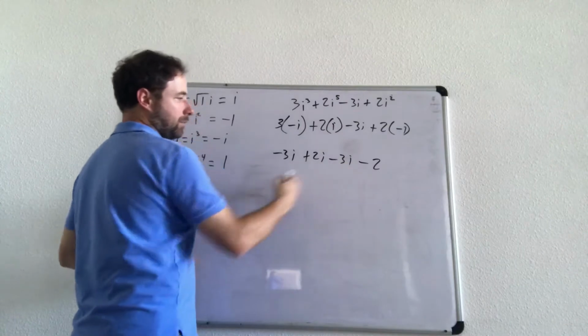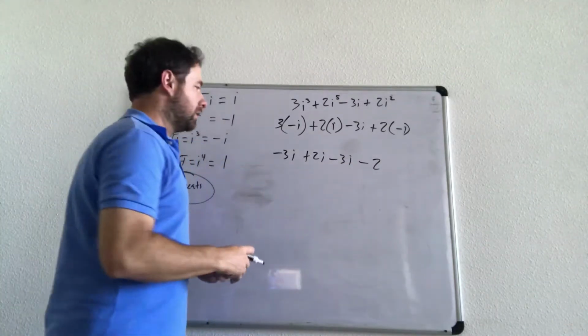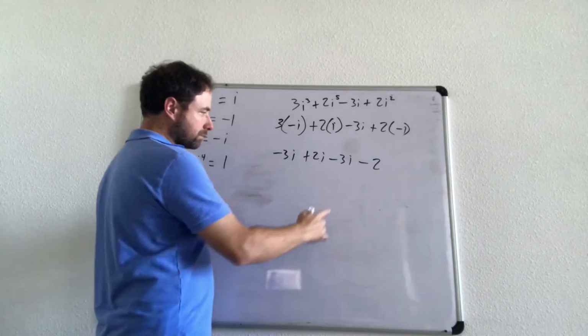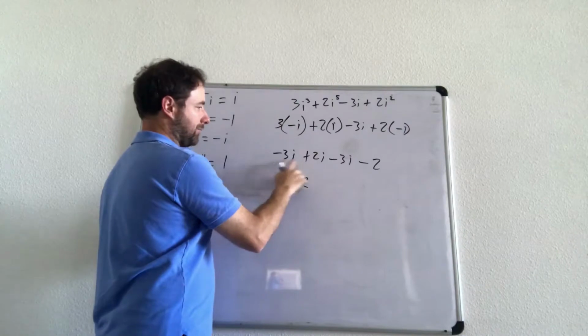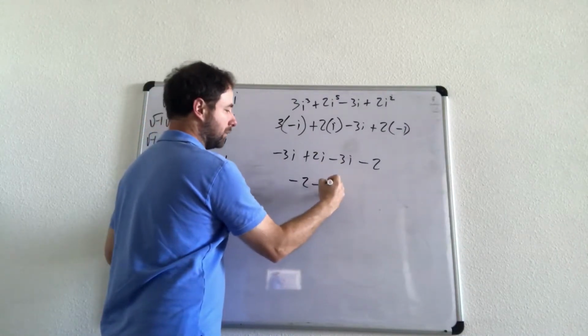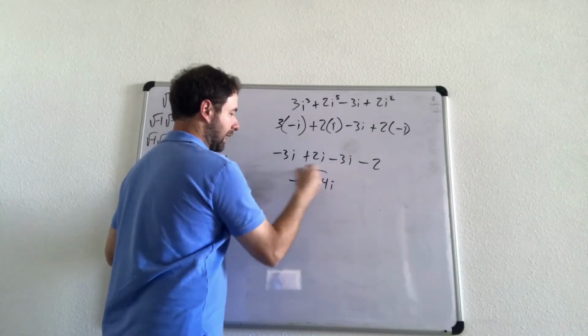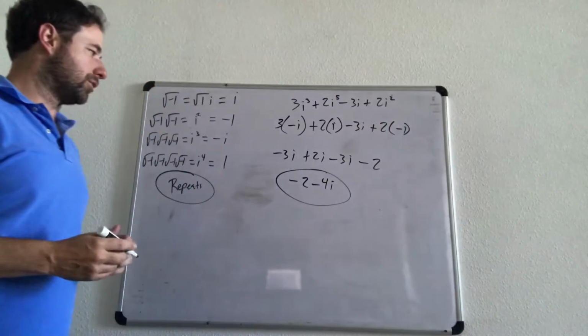And then you treat them as like terms. So you can add all the i's together, and then you can add all the constants together. So we have negative 2, and we have negative 3i. Negative 3i is negative 6i. Negative 6i plus 2i is going to be negative 4i. And that's how you would write it. You write the i's second, and you write just the normal numbers first right there.